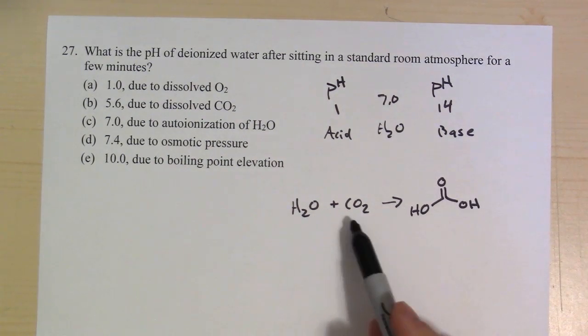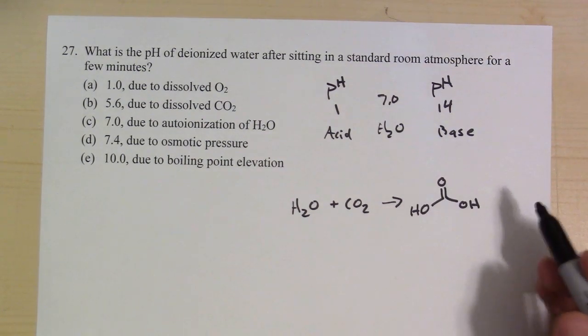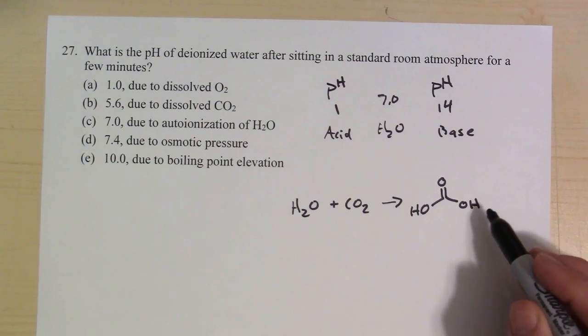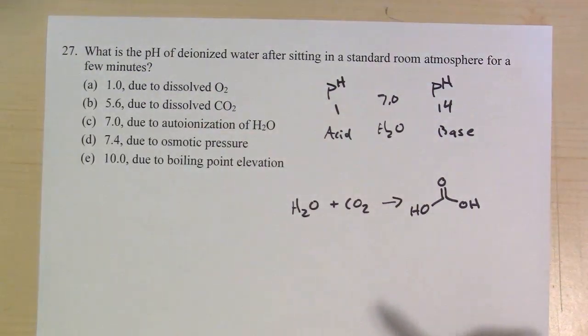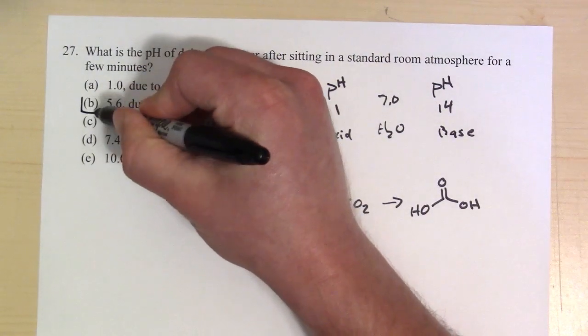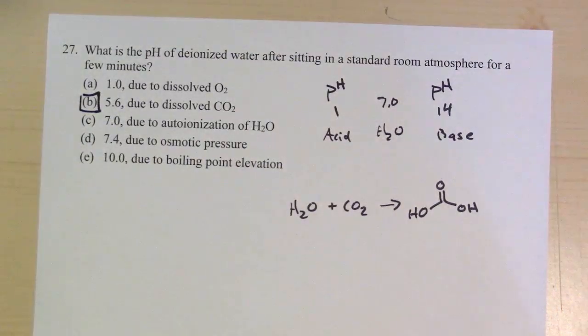So your H2O and CO2 combine to form carbonic acid. So this is somewhat acidic. So B is likely the correct answer. We'll just go through the rest here real quick.